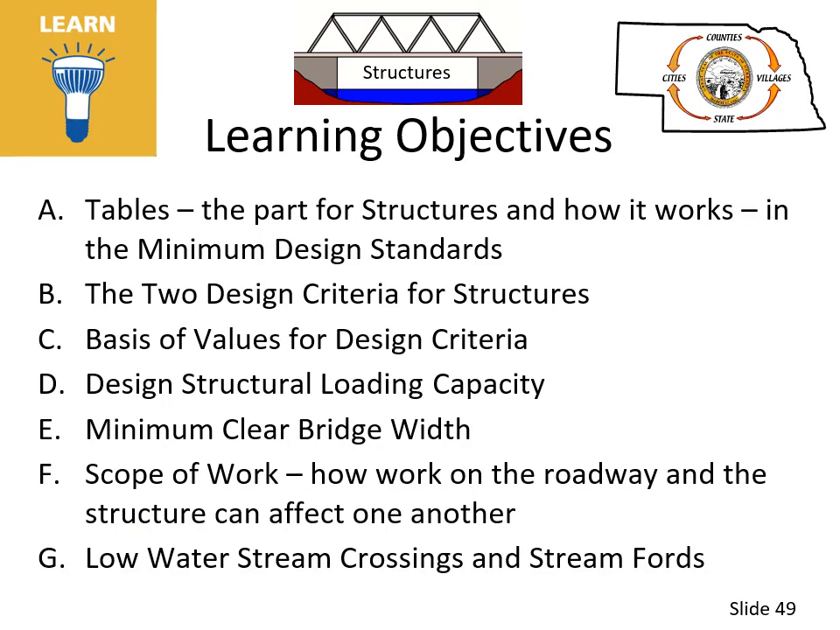This is a reminder of the 7 structure-specific learning objectives established at the outset of this 2-part video. They include the tables and how they work for bridges and other structures, the 2 design criteria for structures and the bases for their values, how the scope of work on a road or street can potentially cause work on a structure, and how work on a structure can potentially cause work on a road or street, and finally, low water stream crossings and fords.